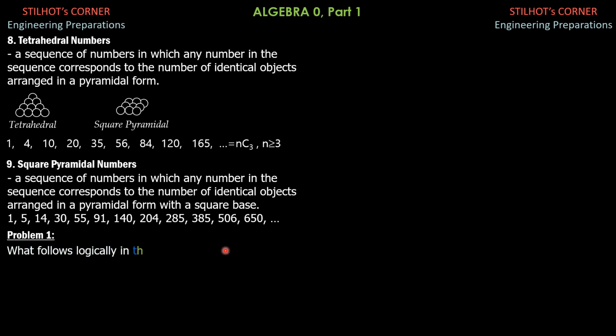Problem 1. What follows logically in the series of numbers below? 15, 16, 21, 35, 65, 120, blank. So we will call the missing number X.